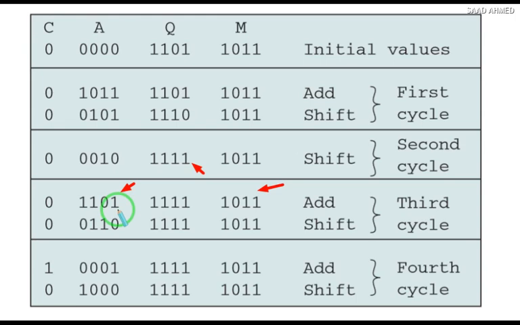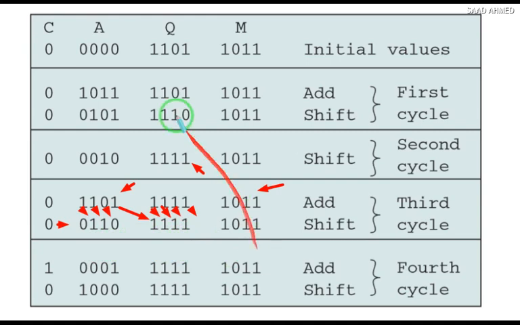After addition, the next step is shifting. For shifting, again, you know what happens. This goes out, the bits shift to the right, and a 0 comes in. So this is the third cycle.